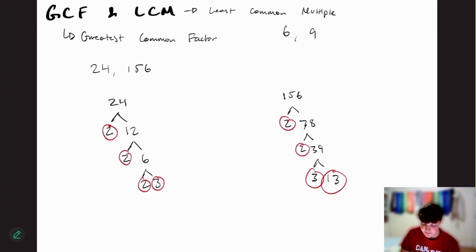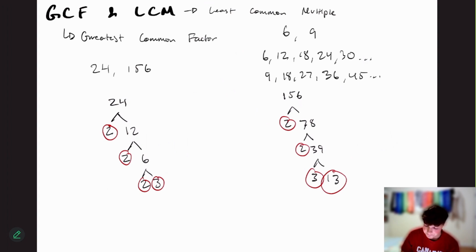For example, the multiples of 6 are 6, 12, 18, 24, 30, and so on, forever. And the multiples of 9 would be 9, 18, 27, 36, 45, and so on. We're looking for the least common multiple, so the lowest number that is shared between these two lists of multiples, and that's just going to be 18. We can see that very quickly. With small numbers, it's easy to see.